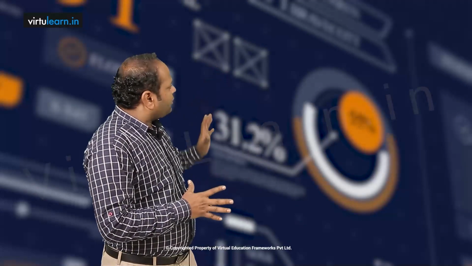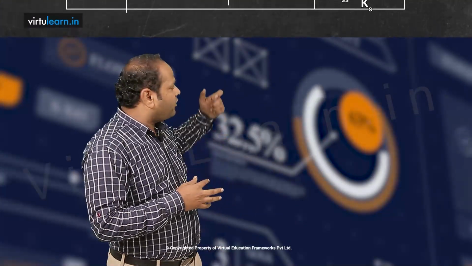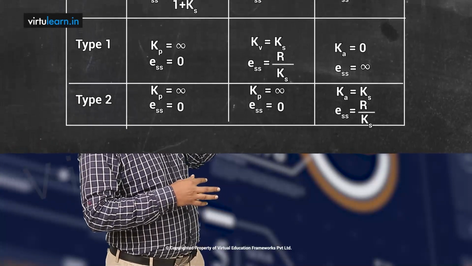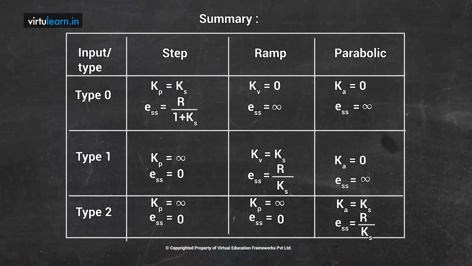Now, I want to prepare a table which consists of input and type of GH of s. In this table, we have all types here: type 0, type 1, type 2. Similarly, you take step input, ramp input and parabolic input. And we try to fill this table, which is very important most of the times. By looking at this table, we can find out what is the error constant and also what is the corresponding steady state error.